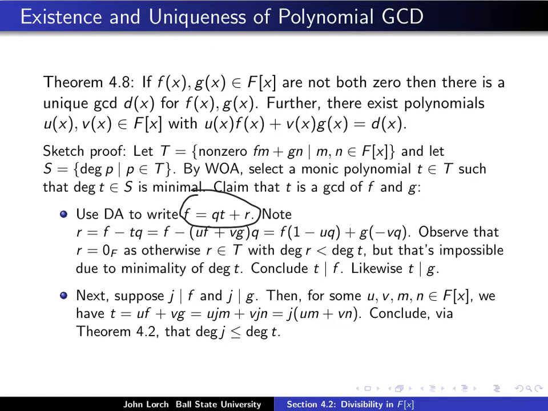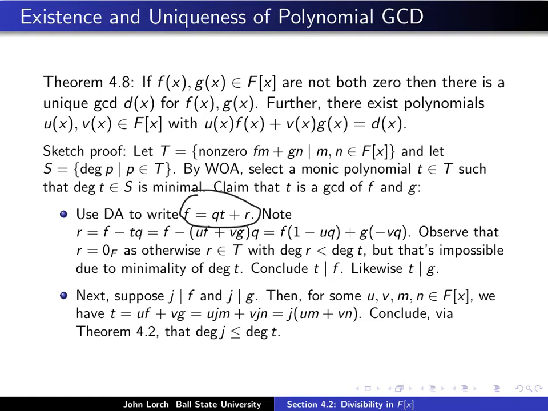Now, this r had better be the 0 polynomial, as otherwise we have this r written as a linear combination of f and g, and the degree of r by the division algorithm has to be less than the degree of t, and that would violate the minimality of the degree of t. Therefore, because r has to be the 0 polynomial, that means that t divides evenly into f. And if you perform that very same argument with g in place of f, you'll find that t also divides evenly into g. So t is a common divisor of f and g.